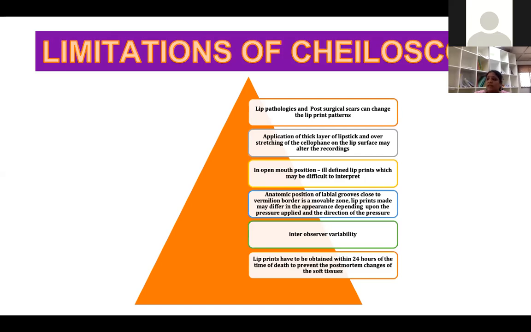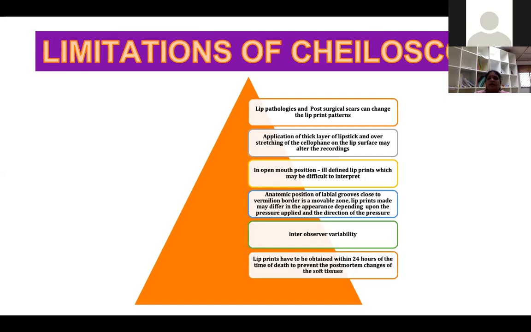How are you applying pressure? Over-application of pressure can also damage your lip print recordings. Inter-observer variability, though it is applicable to all fields of forensics, is also applicable in cheiloscopy. As you could see, there are varieties of patterns in one particular compartment. Even if you're doing the lip print typing compartment-wise, in that particular compartment you have multiple types of lip print, which can lead to subjective variations in reporting.